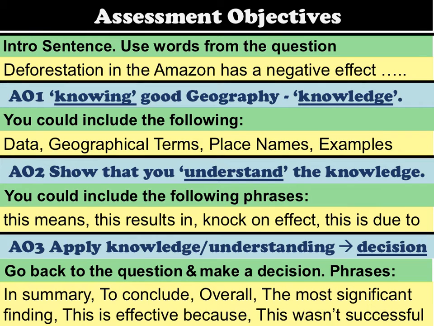In class, we're constantly talking about the assessment objectives, AO1, AO2, AO3. AO1, knowing good geography, so knowledge, data, examples, geography words, place names. AO2, do you understand the knowledge? So using words like this means that, this results in, a knock-on effect of this is, due to, because, so, therefore. And of course, crucially, where most of the marks in this GCSE course are located is AO3.